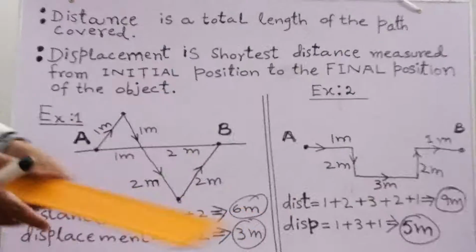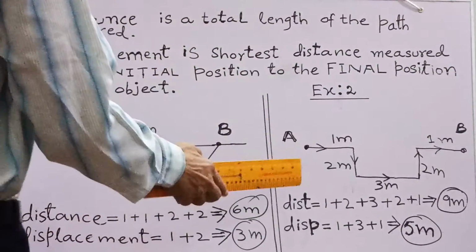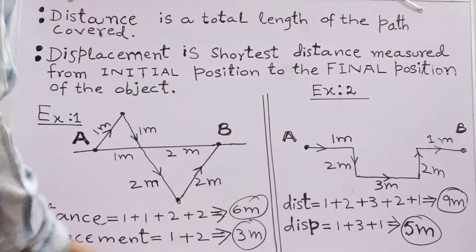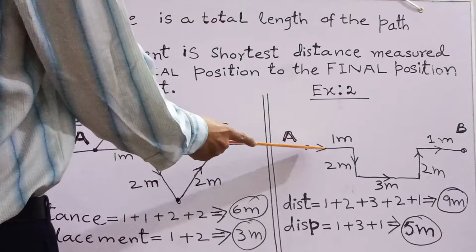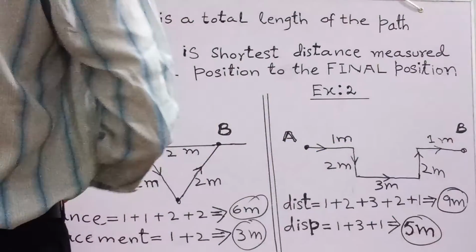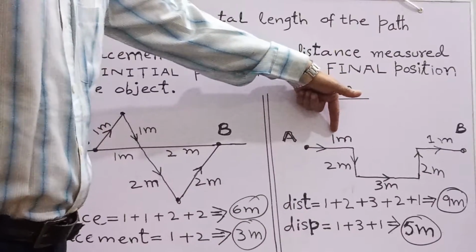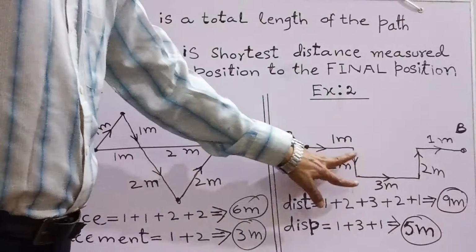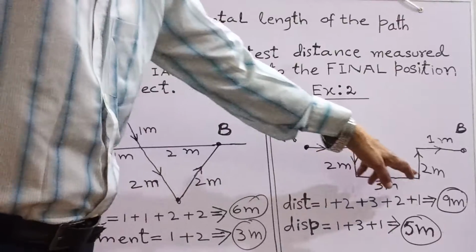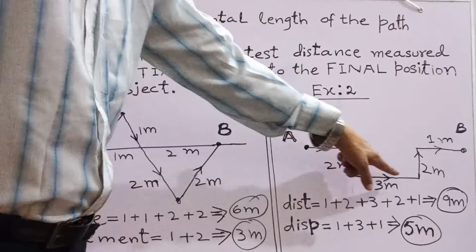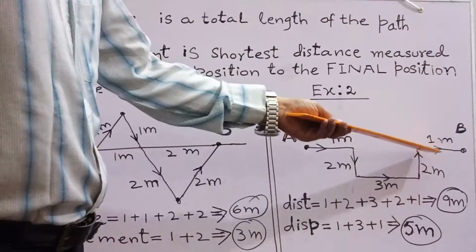Now come to example number 2. In this example, a body starts the journey from the point A. It is the starting position or the initial position, and moves along this path from here to here and covers the distance of 1 meter. Now it moves downward and covers the distance of 2 meter. Now from here to here it covered the distance of 3 meter, and finally it moves upward and covers the distance of 2 meter at this point.